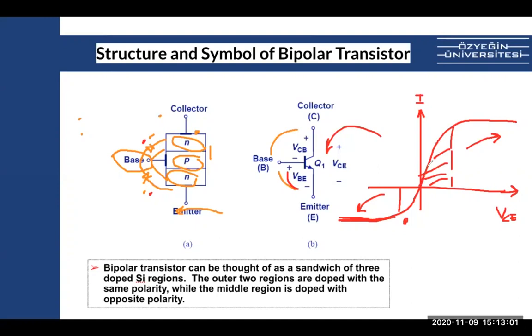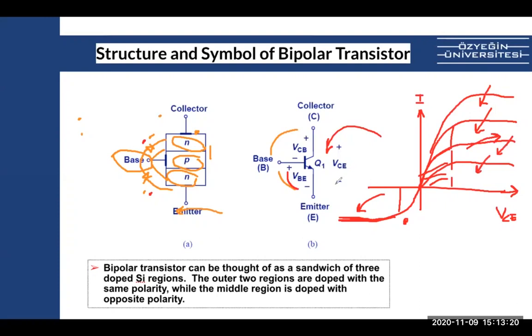And when the VBE voltage increases, basically you can have different offsets. What is offset? Your current can get much smaller, right? These are representing different VBE voltages.